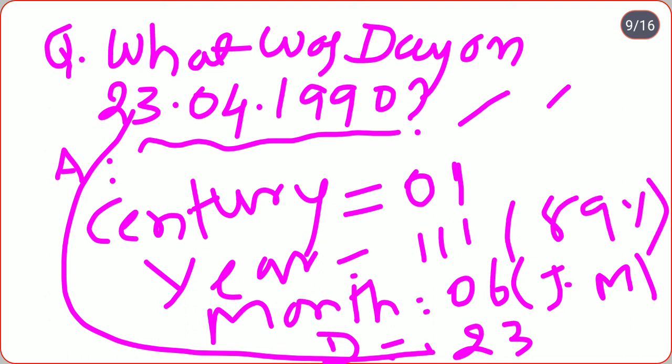Century odd days come from the table before. The year code is for 89 years; find out the year code. I will explain it on the next page. Okay, are you understanding?